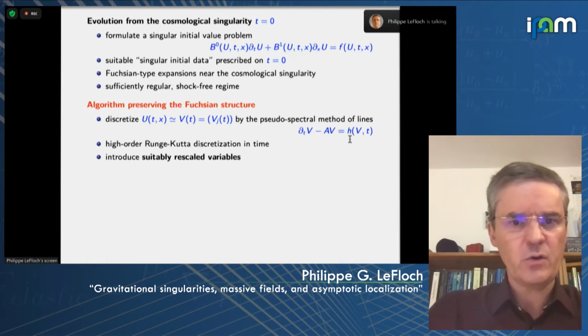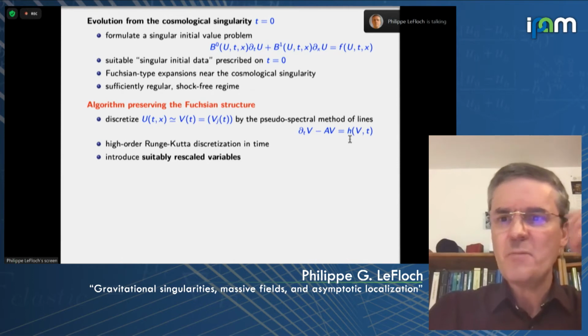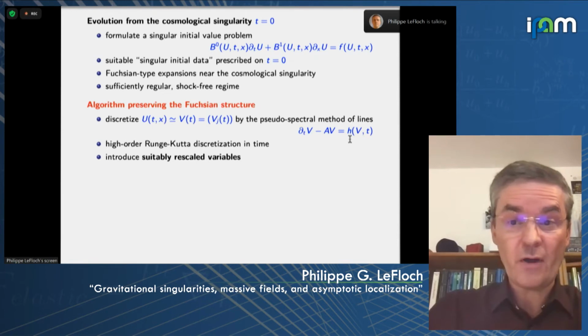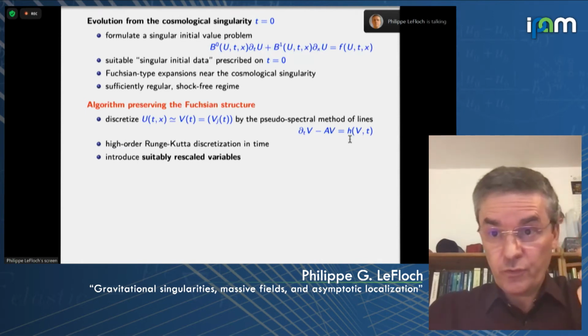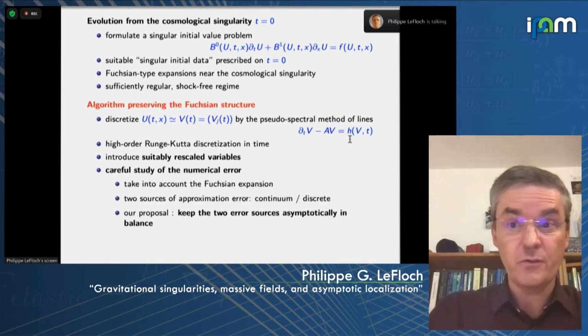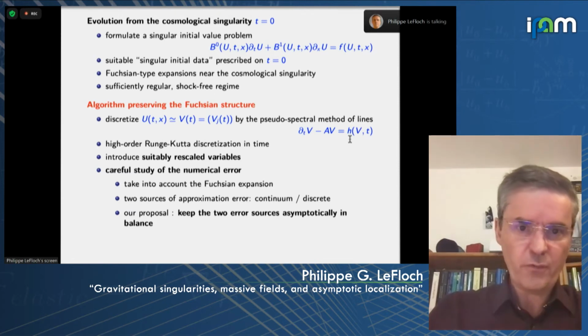We defined a pseudo-spectral method of lines for the Euler equations on this Kasner background. We use a high-order Runge-Kutta discretization. And again, we introduce suitably rescaled variables that come from our analysis. So really, my message is that you cannot skip the part where you do a very careful analysis of your PDE, in order to define the scheme and make sure that you preserve the structure of the equation. You need to know the structure in the first place.